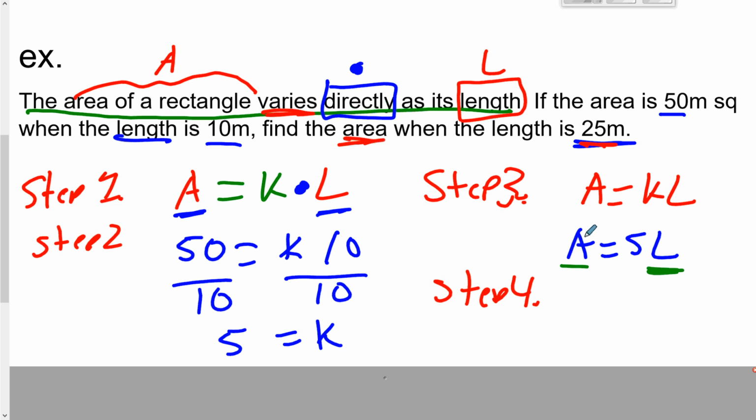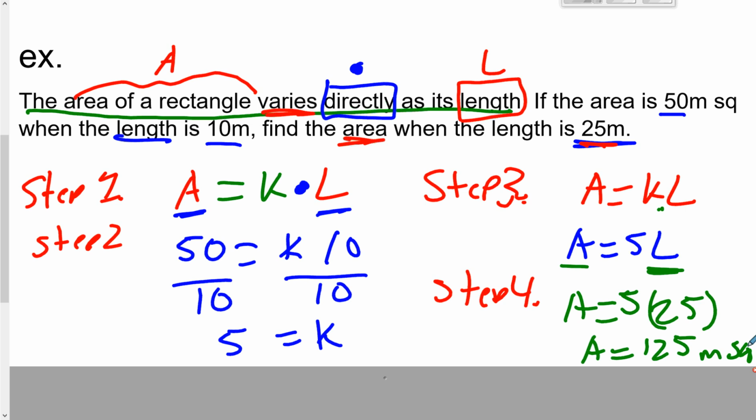This is kind of like how much you get paid versus the hours you work, and the minimum wage, or however much you're getting paid per hour. That's the constant of the variation. So our constant is 5. So now if they give us a length, which they do, 25, we enter that in. They could actually only give us an A and we could find our length. Now we multiply, so we get area equals 125 meters squared, because it's area.